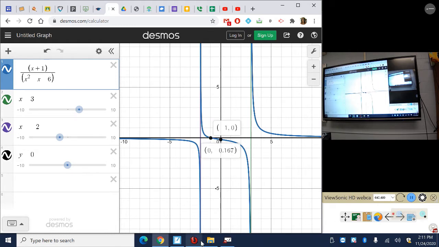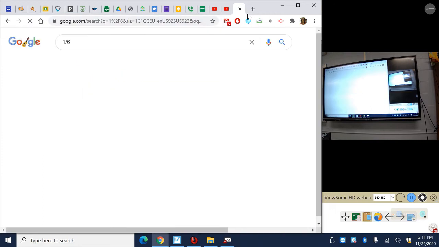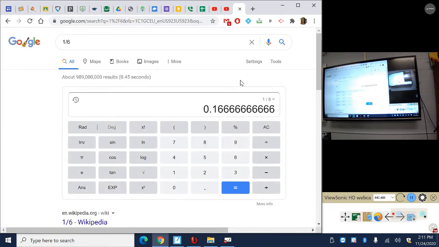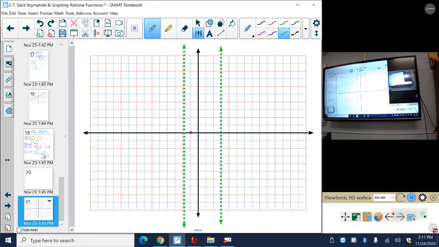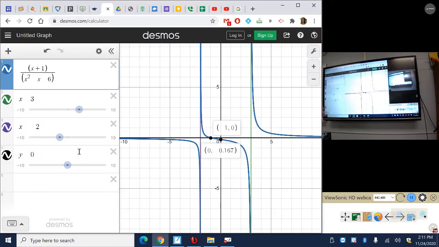Now, it's super important that your brain understand that 1 divided by 6 is equal to what decimal? 0.1666. Yes? That was just me showing you so that you understood that those were equivalent. So everything that we have so far on our paper checks out according to the graph here.